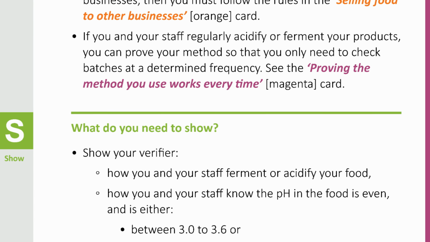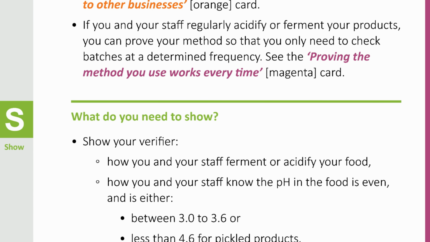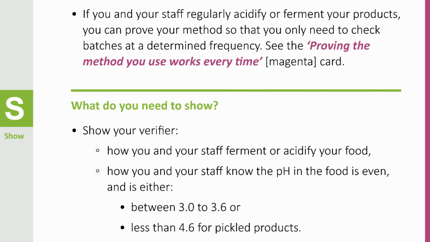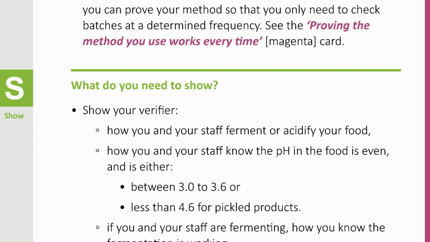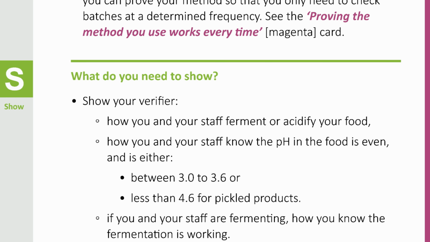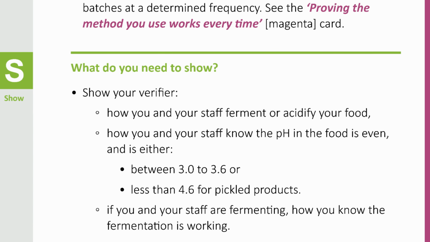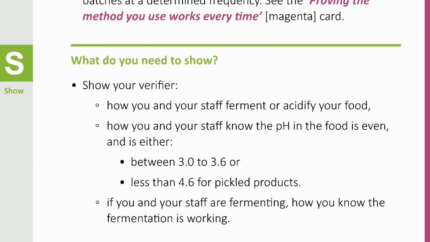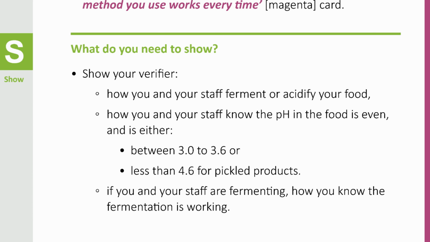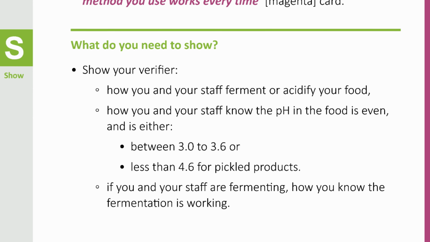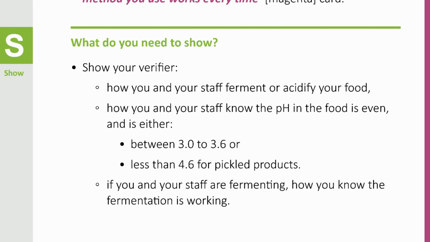What do you need to show? Show your verifier how you and your staff ferment or acidify your food. How you and your staff know the pH in the food is even, and is either between 3.0 to 3.6, or less than 4.6 for pickled products. If you and your staff are fermenting, how you know the fermentation is working.